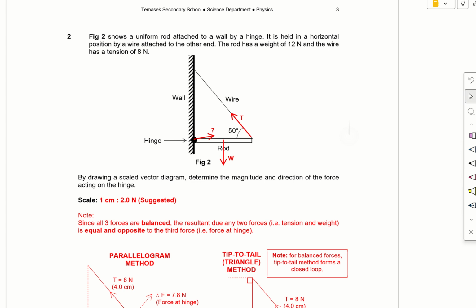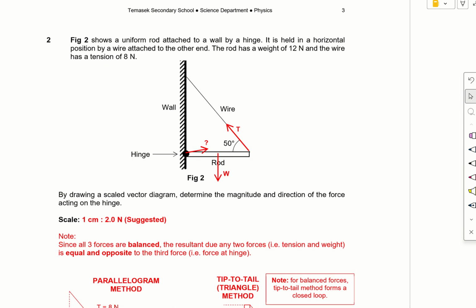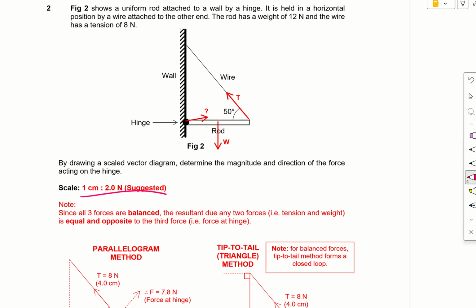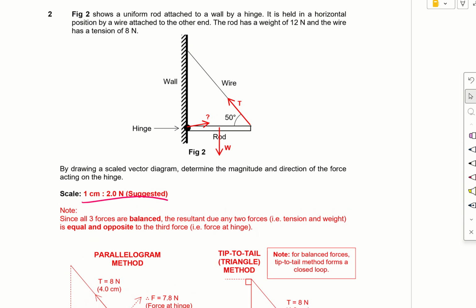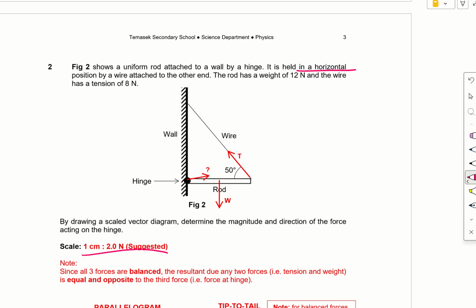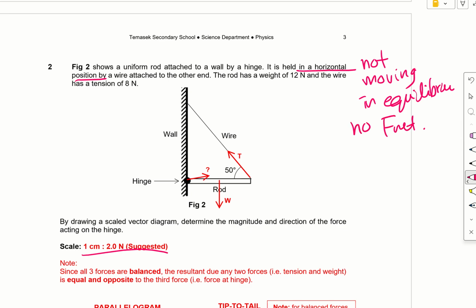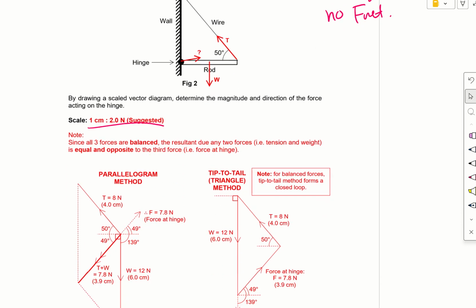Okay, so we then apply all this to question 2. So of course you start with a scale, right? That was covered the first time when we did vector diagrams. And they say for the question, it is held in a horizontal position. Held in horizontal position means it is not moving. Okay, it is in equilibrium, so it will have no resultant force. So when you're drawing these three forces, there will be no resultant force.